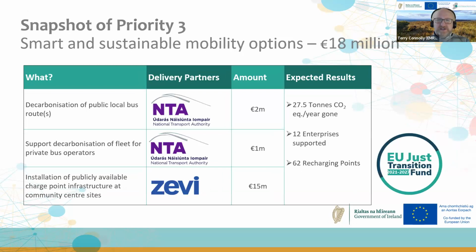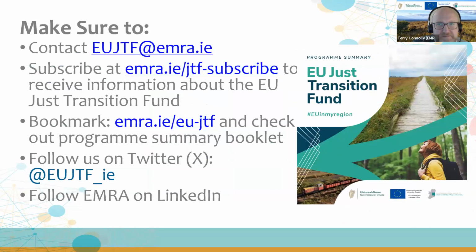And finally, priority 3, just very quickly, there's decarbonisation of local bus routes. That's happening with the NTA. There'll be one or two routes which they'll analyse, and electric buses put on them where it makes sense. And then the installation of publicly available charge point infrastructure. That just closed recently. So if you've applied to that already for a charger for your community centre, Pobal are doing the administration on it, so they're going through the applications at the moment. There'll be a few months of analysis there, and they'll be back in touch with you probably early in the new year.